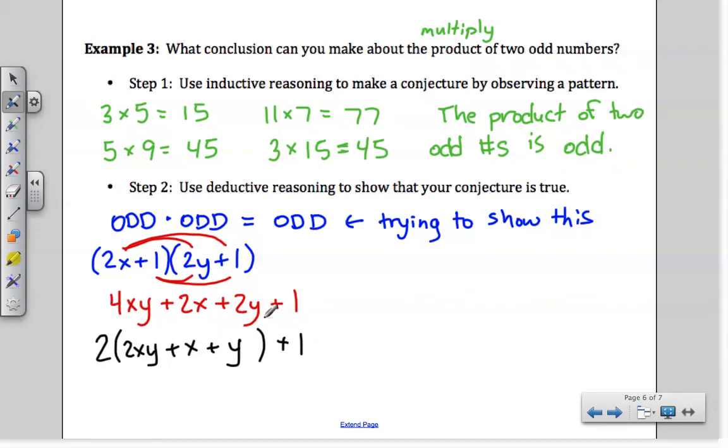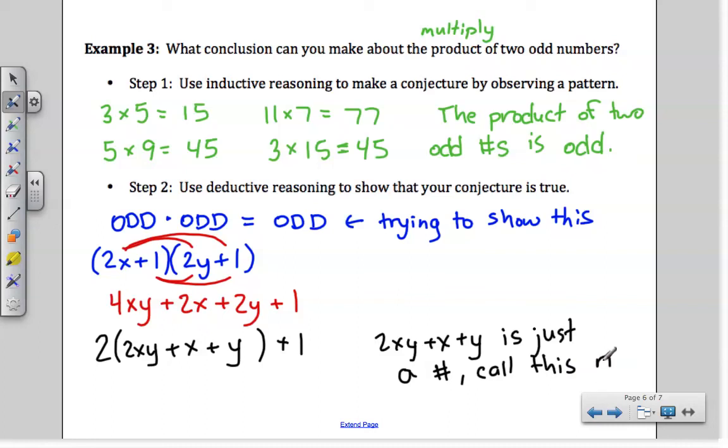Well, isn't all of this just something? So over here, I'm going to write that 2xy plus x plus y is just a number, whatever it is. We're going to call this n, because it's a number, right? 2xy plus x plus y, all of this is just going to be a number. So 2 times all of that stuff we're just going to call n, plus 1 at the end. And now you notice that this is an odd number. So I've showed that if you do odd times odd, you get an odd number at the end.